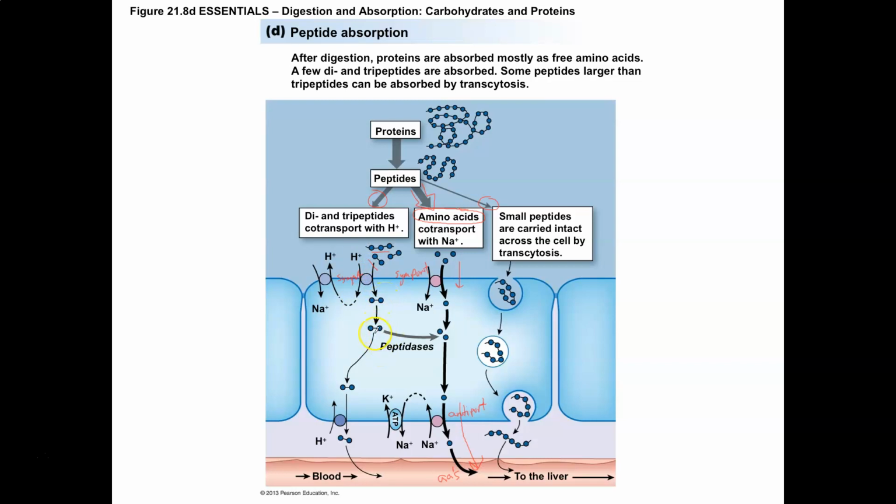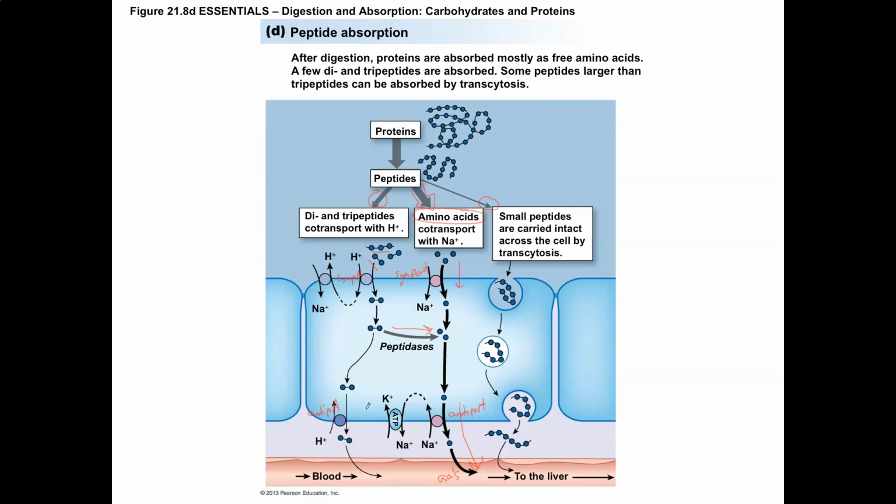We can digest some of those in the epithelial cells, creating single amino acids that can move into the cardiovascular system, or we can use an antiporter on the basal side. So here's antiport. We can use an antiporter with hydrogen to move some of those dipeptide fragments into circulation as well. There is a much smaller percentage of larger peptides that are absorbed into the cardiovascular system.